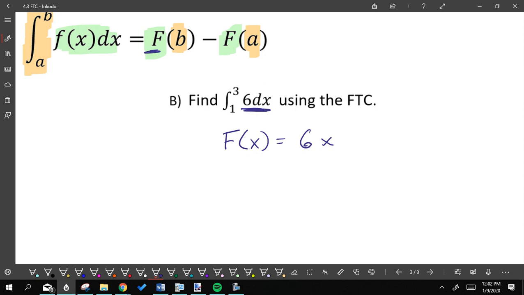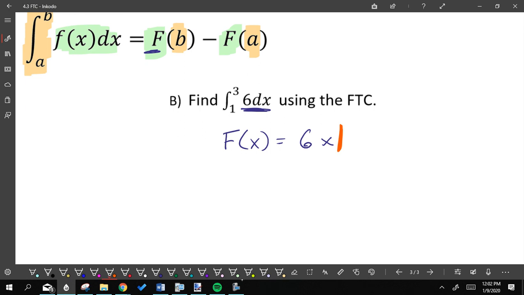FTC says we're going to evaluate it from 1 to 3. So we're going to draw this line. It almost looks like an absolute value line. And on the top, we're going to write our upper bound. And on the bottom, we're going to write our lower bound. It's just notation to show, hey, I need to plug in these two numbers. That's all that means. It's a straight line. You put upper bound, lower bound.